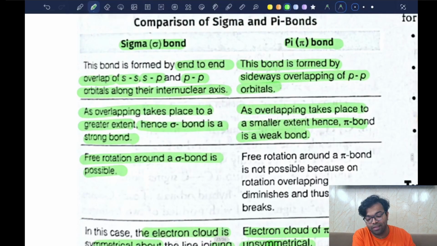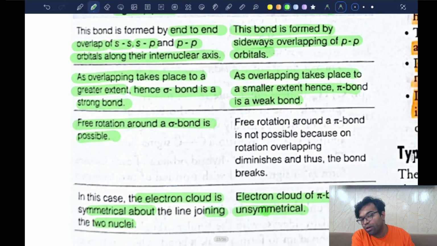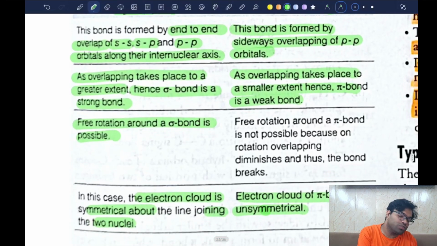As overlap takes place to a greater extent, the sigma bond is a stronger bond, whereas a pi bond is a weaker bond due to lesser overlap. Free rotation is possible in a sigma bond, free rotation is not possible in a pi bond, and there is symmetry in the case of a sigma bond, whereas there is no symmetry in the case of a pi bond. Okay, unsymmetric in nature.